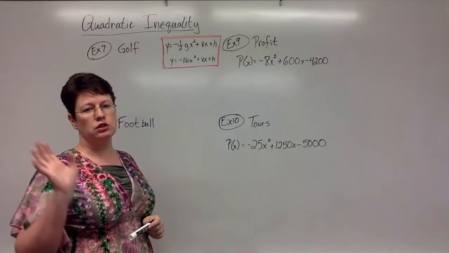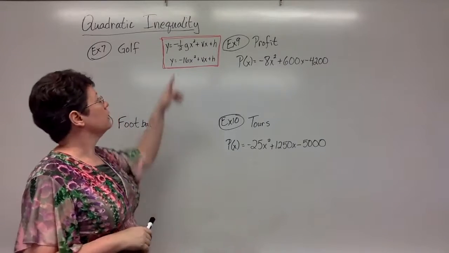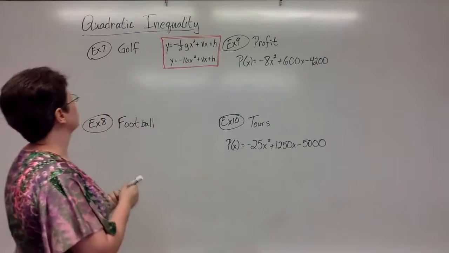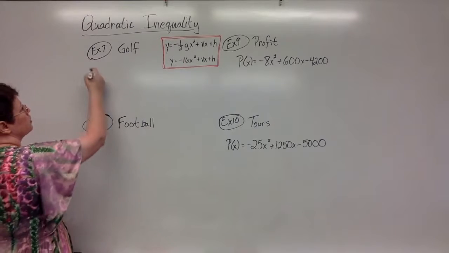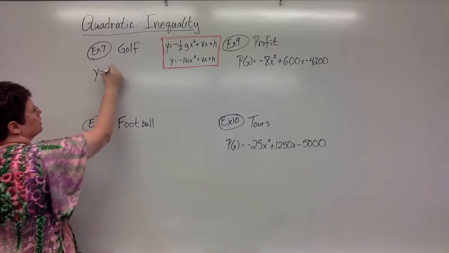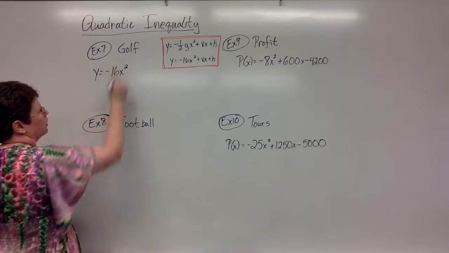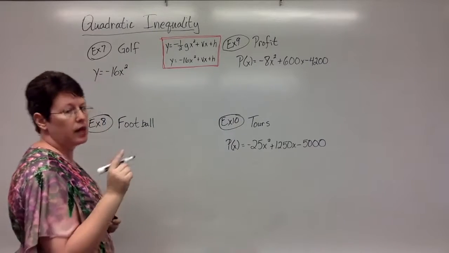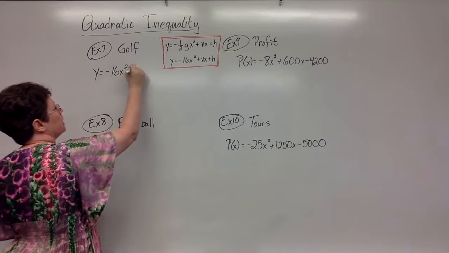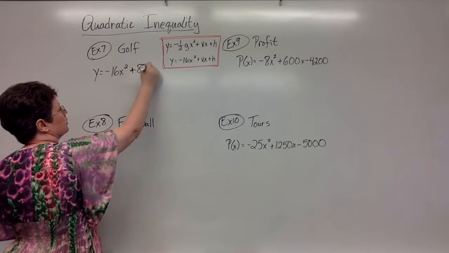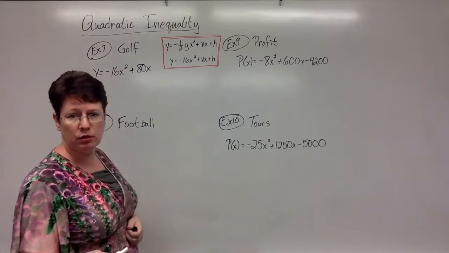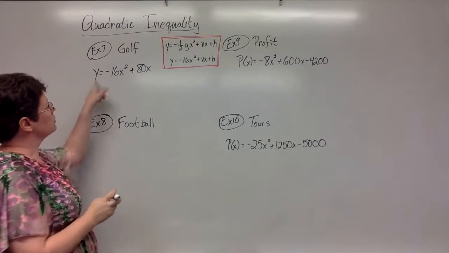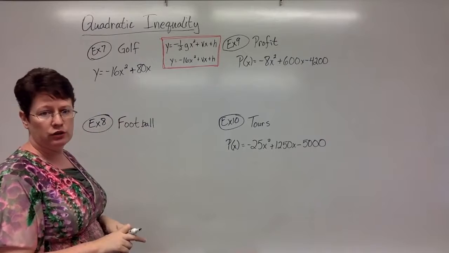For these problems, we're just going to round to 32, and when you take half of 32, you get 16, okay? So my equation is going to be y equals negative 16x squared plus my velocity. What was the velocity? 80. Plus 80x plus my initial height. What was my height? 0. Well, we don't have to write that. So this is my equation.